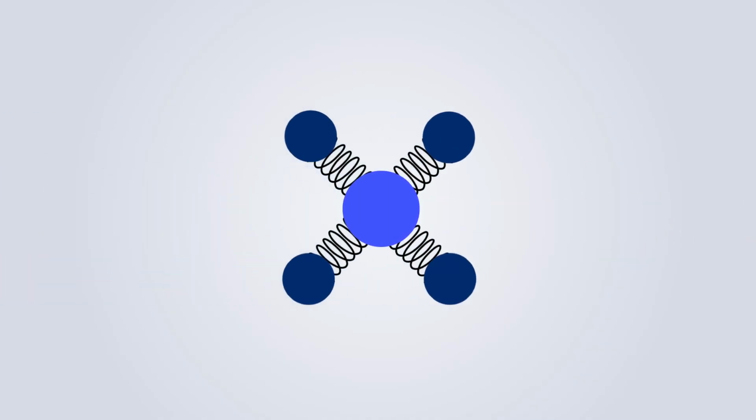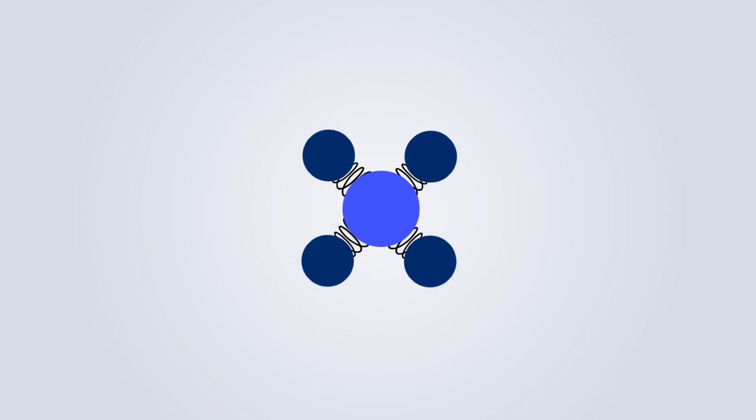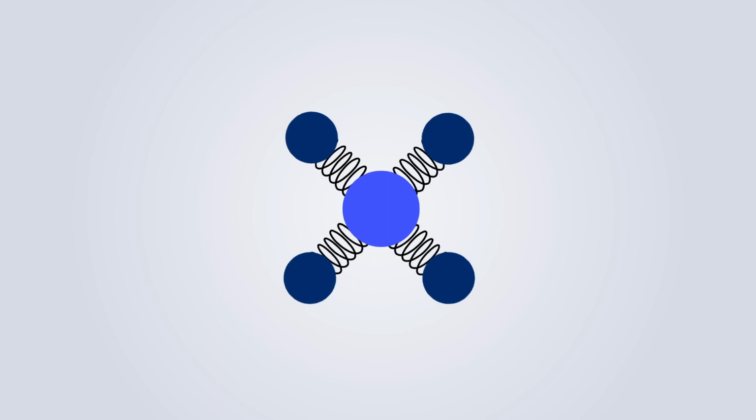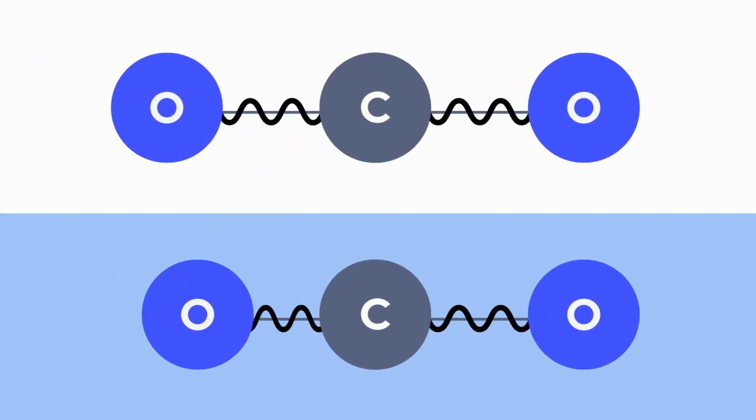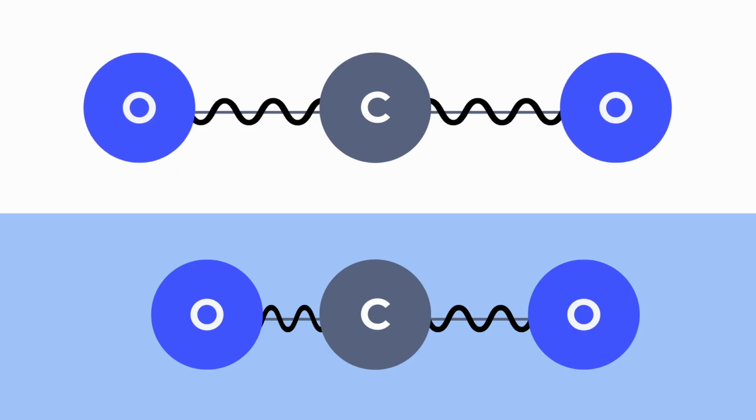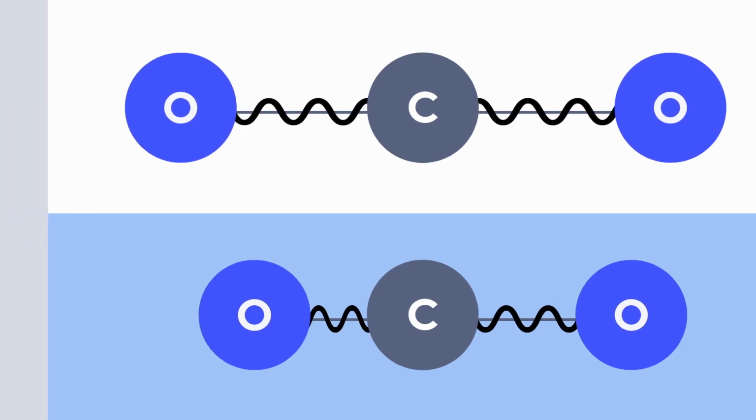This happens because chemical bonds aren't rigid. They behave like tiny springs that can vibrate. One type of vibration is stretching, where the distance between atoms increases and decreases. Stretching can be symmetric, where atoms move together, or asymmetric, where they move unevenly.